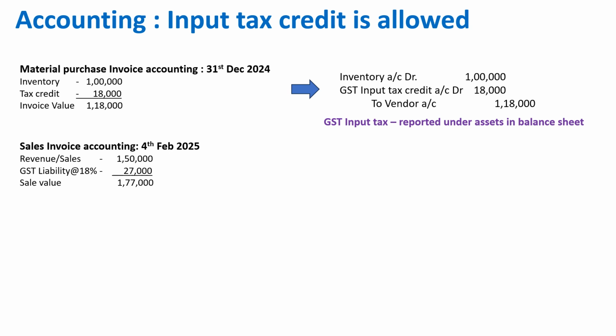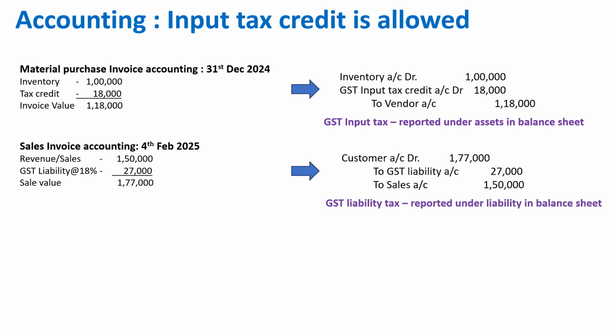Coming to the sales part, when the customer raises a sales invoice on 4th February 2025, revenue 1,50,000, GST liability at 18%, that is 27,000, and sale value is 1,77,000. And what is the accounting entry to be posted here? Customer account debited 1,77,000, to GST liability 27,000, to sales 1,50,000. Okay, and this GST liability will be reported as a liability in the balance sheet.